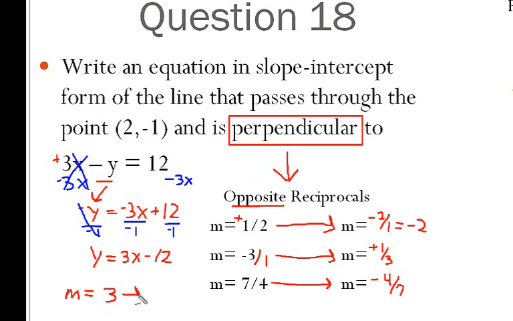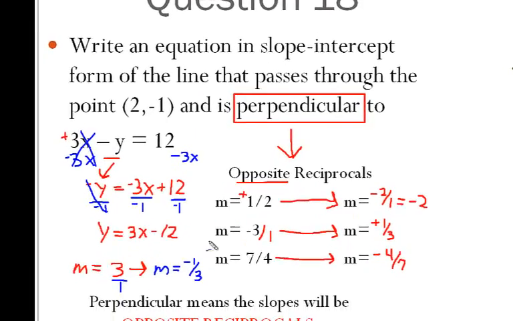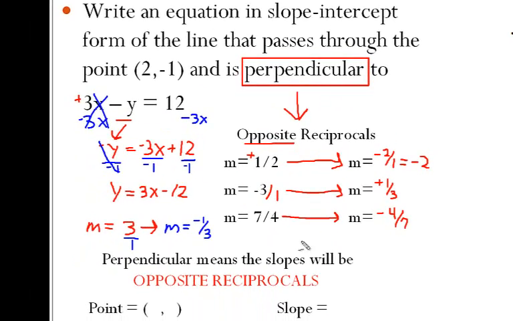So instead of it being positive, our slope is going to be negative. And you can think of this as 3 over 1. So if we flip this, we'll have negative 1/3. So this is our slope that our equation is going to have that will make it perpendicular to this equation. So our slope is negative 1/3.